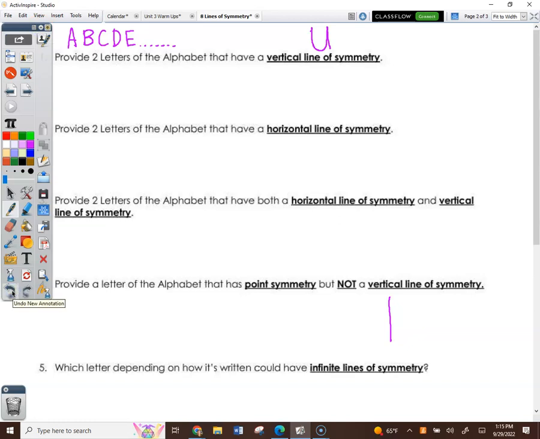So the answers are B, C, D, E, H, I, K, O, X. I'm assuming with a K that you are writing it from the middle, not like a lowercase. That wouldn't work.